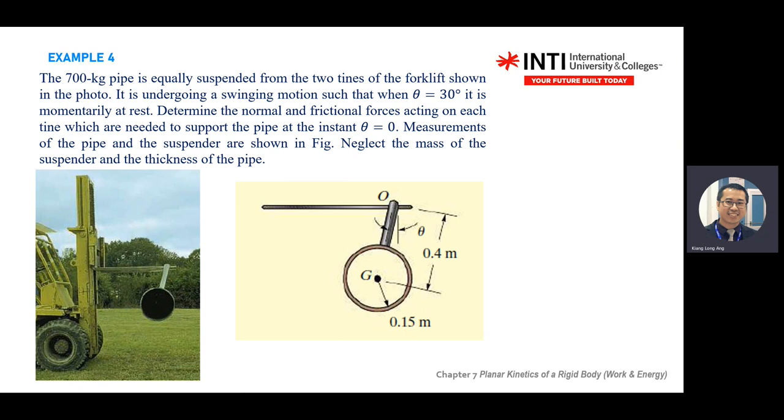Okay. So, chapter 7, we deal with work and energy. So again, work is force and distance. Energy is, you have kinetic energy so far. Kinetic, half mv square. But here you deal with angular velocity.